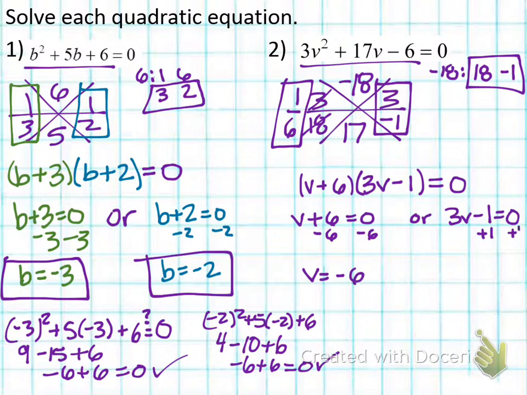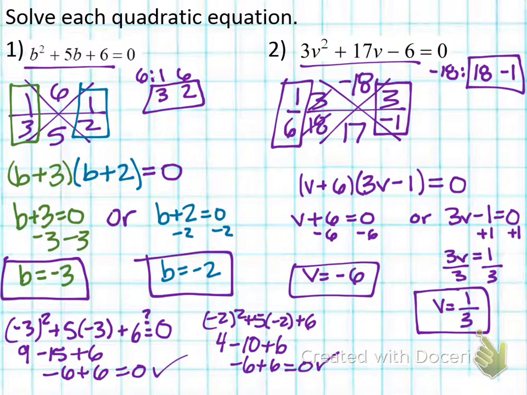And the second one I start by adding 1 to both sides. That gives me 3v equals 1. And then I divide by 3 to get v by itself. So I get v equals 1/3. Okay, and those would be my final answers. So if I plug in -6 for v, I would get 0 equals 0, so I'd get a true statement. If I plug in 1/3 for v, I would also get 0 equals 0.